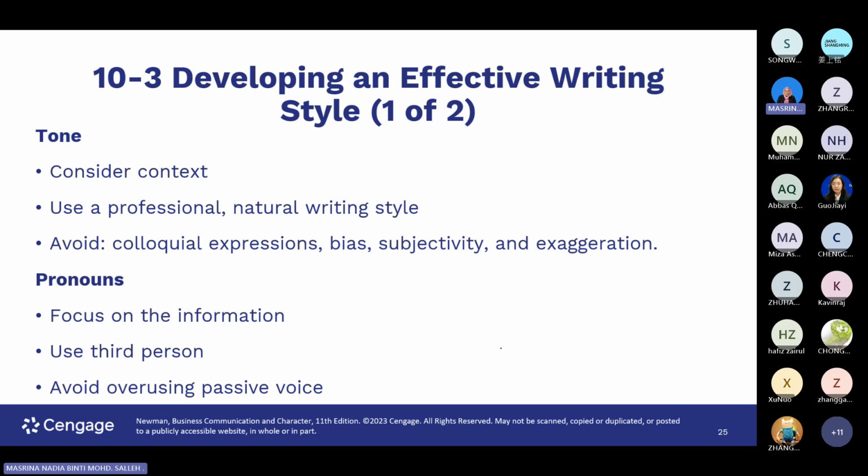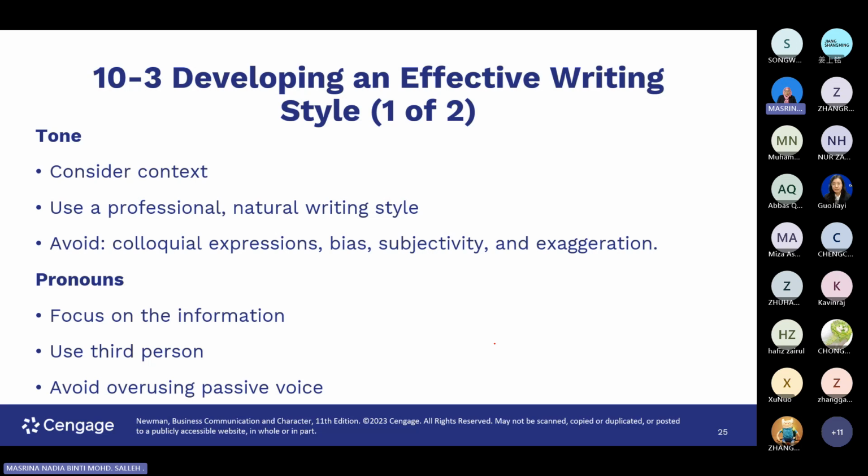Okay, so for effective writing, the tone must be professional. I know that you have AI as a tool to help you, but please don't excessively use the AI. Just use the AI to help you structure a very professional or natural writing style, to avoid grammatical errors, and to do some text checking. And pronouns must be correctly used, where you should focus on the information.